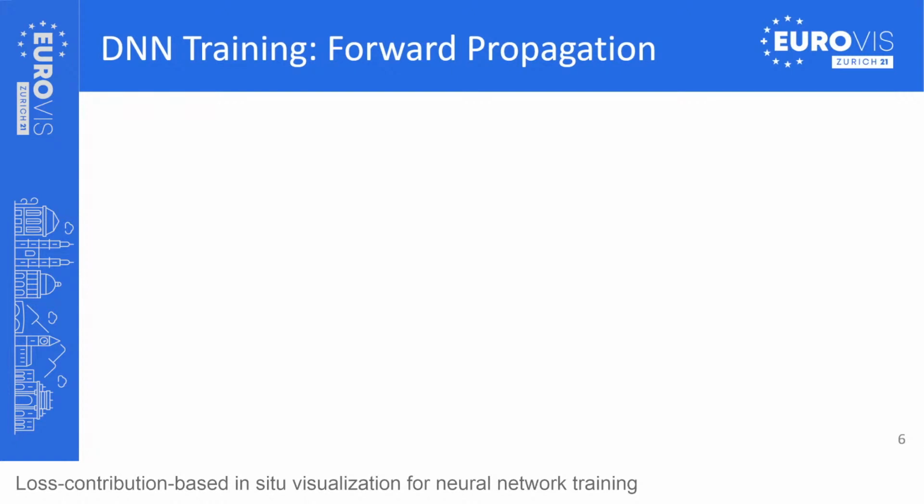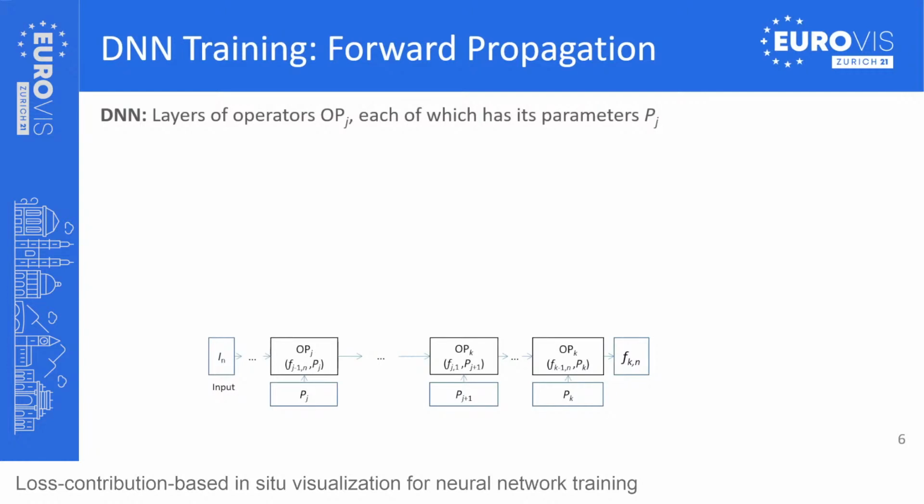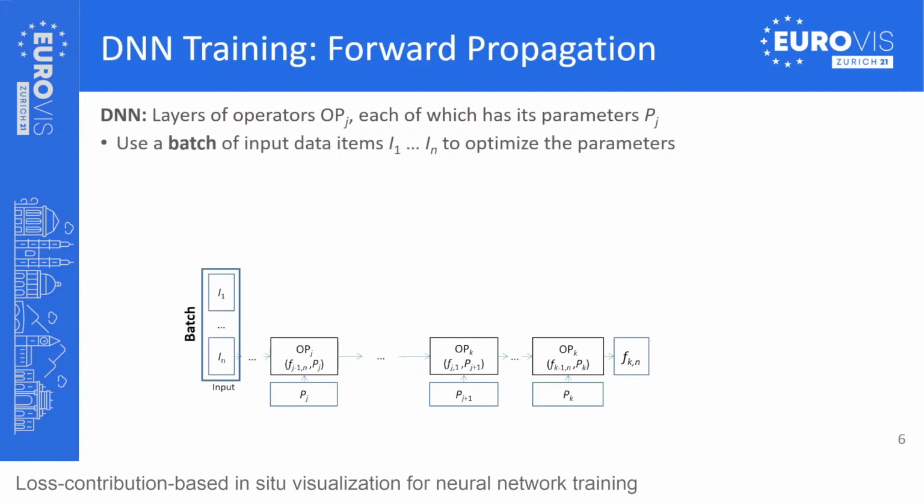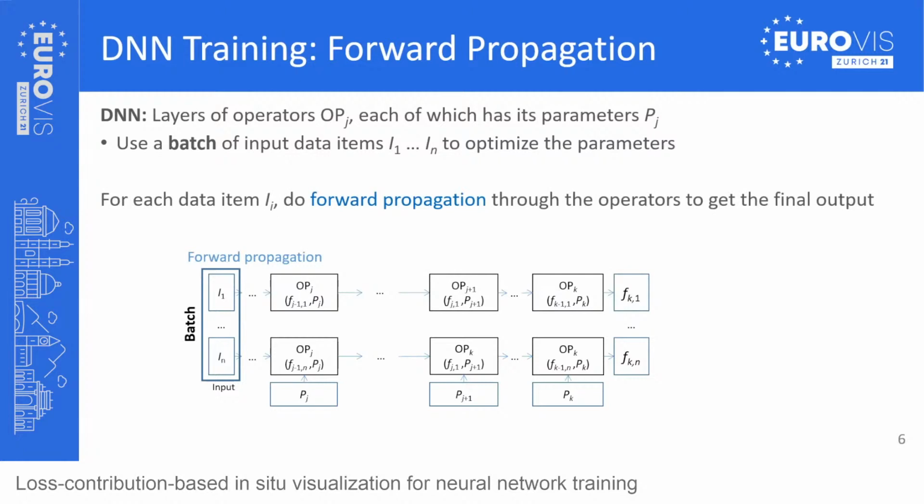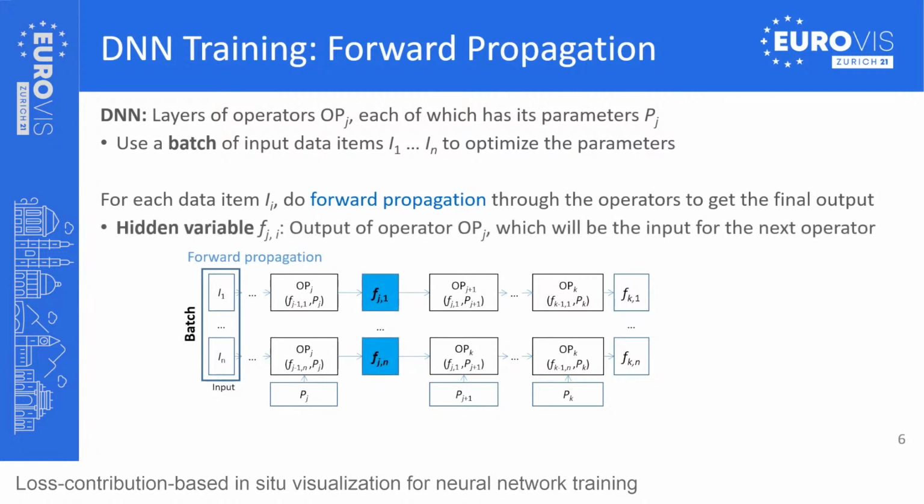Here I will briefly review the terminologies used in the training of a deep neural network. A deep neural network can be considered as layers of operators, each of which has its parameters. To train the deep neural network, we use a batch of data items to optimize the parameters. For each data item, we do forward propagation, which essentially computes the data item through operators to obtain the final output. During forward propagation, each operator outputs its hidden variable, which will be used as the input for the next operator.